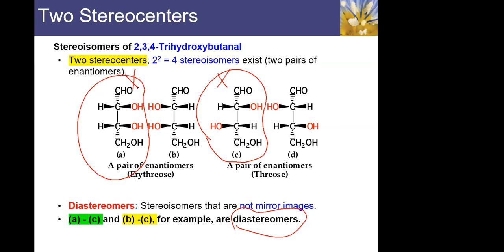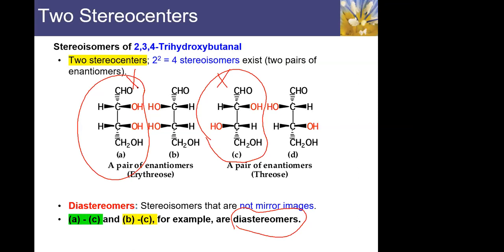Forget about non-superimposable. They're not even mirror images, not at all. So we don't even count whether they are superimposable or non-superimposable. That's different. The basic criteria is they are not mirror images. So remember, enantiomers are mirror images. Diastereomers are non-mirror images.